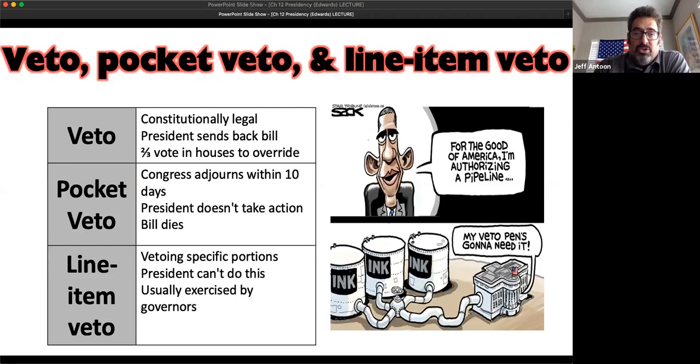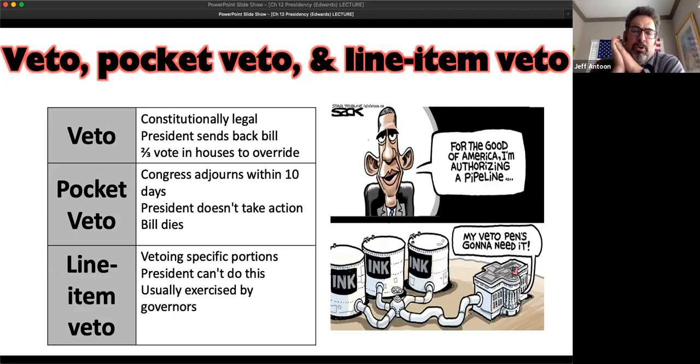An outright veto, which is constitutionally legal for them to check a law, and then Congress can override that veto with a two-thirds vote in both houses. A pocket veto is they don't sign it, they don't do anything, let it sit on their desk, and then if it's within 10 days of Congress adjourning for a recess, the bill will die and it's called a pocket veto.